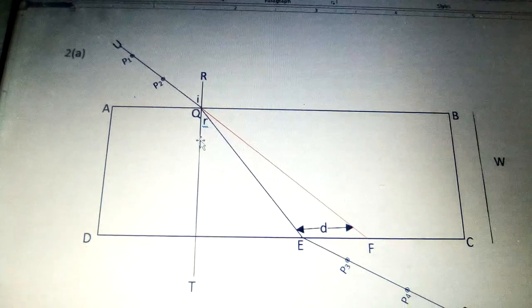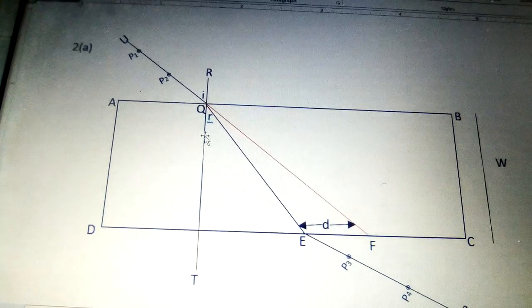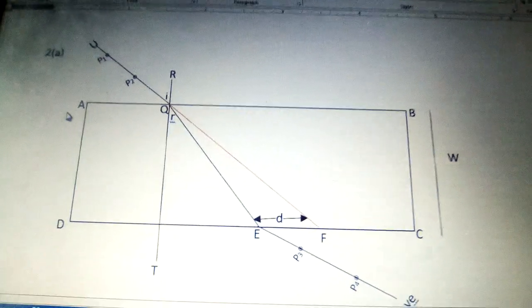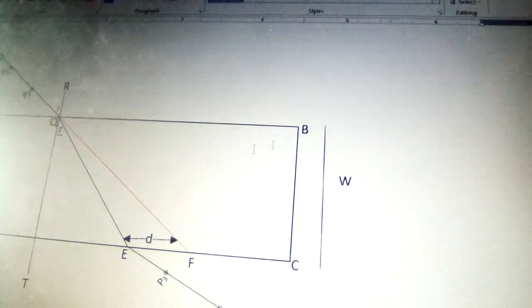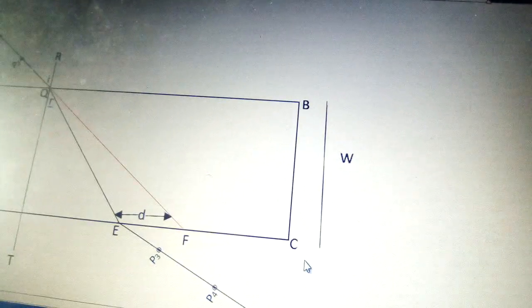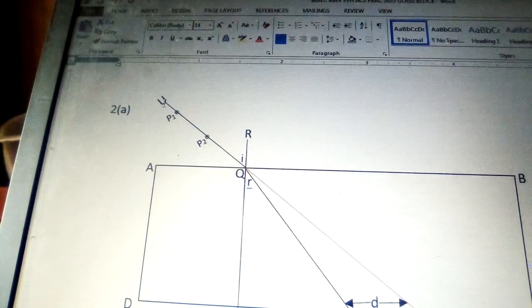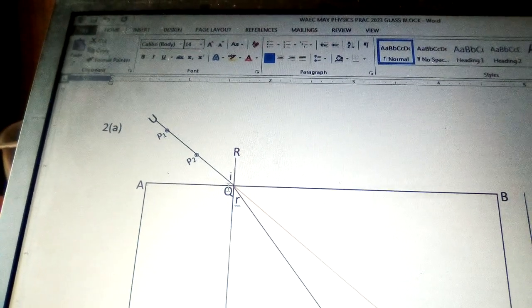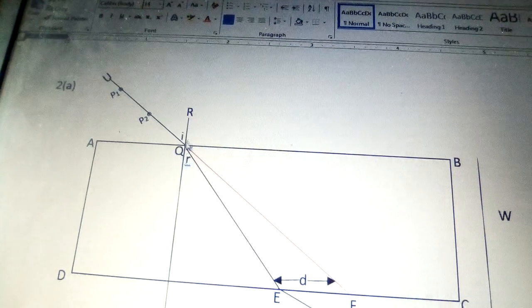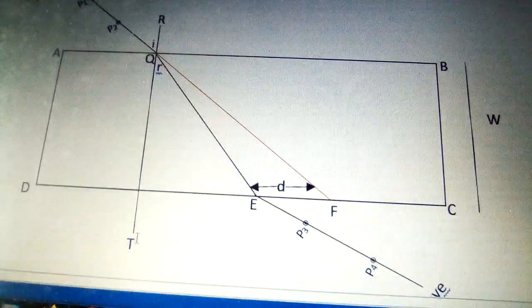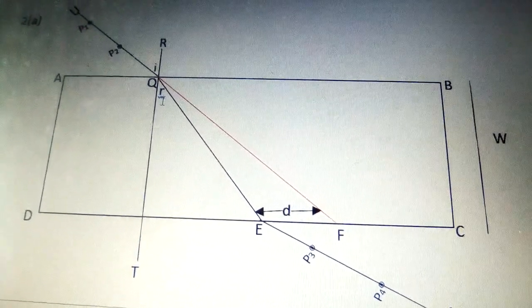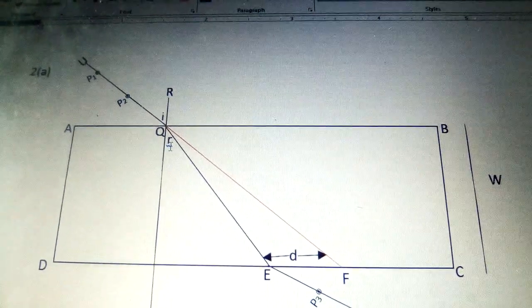As you can see on the screen, we have the rectangular block A, B, D, and C. We also have the incident ray. The incident ray is QU on the face AB, and this is the angle of incidence. Then the normal drawn, that normal is RQT. Then we have the angle of refraction beneath the angle of incidence, the small r.